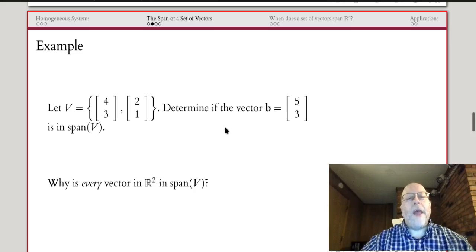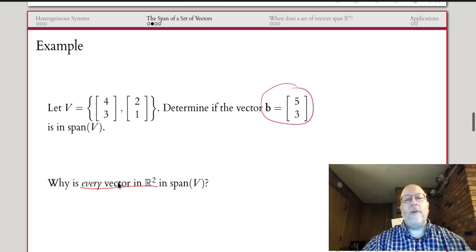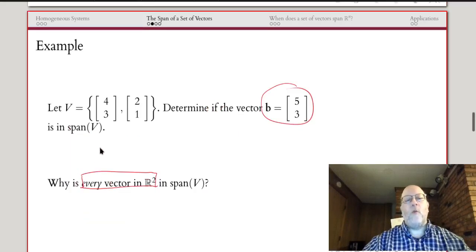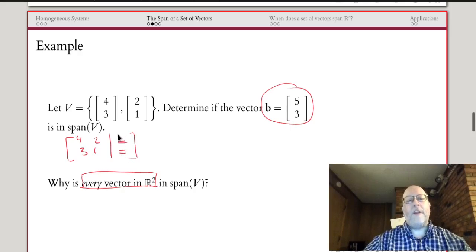Well, why is every vector in span V? We just tested this vector here. Why is it true that every vector is in span V? Well, let's go back and look at the system of equations we had. We had started with 4, 2, 3, 1. And in our special case, we had a 5 and a 3 here. But it doesn't really matter what these values are.